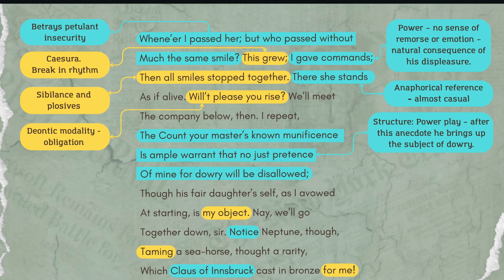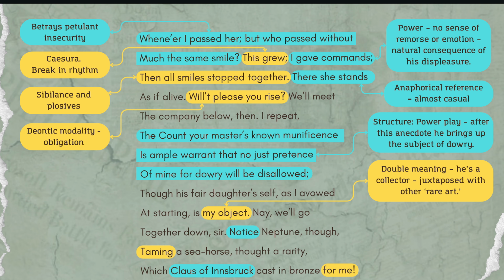Oh, by the way, though, I'm sure your master, the Count, he's going to be generous. It won't matter how much I ask for as a dowry. I'm sure he'll give me whatever I want. Or else is the kind of parenthesis there. And then he kind of tries to reverse it a little bit. Of course, though, it's your daughter that I'm really interested in. She's my object. Oop, is that a Freudian slip? Double meaning. He's a bit of a collector, isn't he? My object meaning the thing I want, but also maybe the thing to add to my collection.